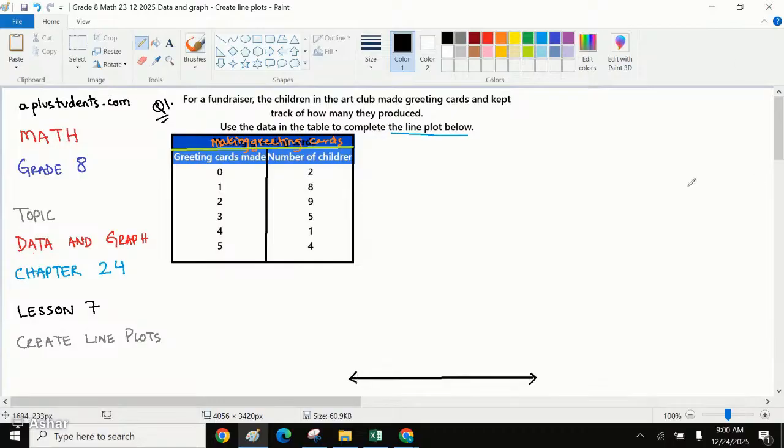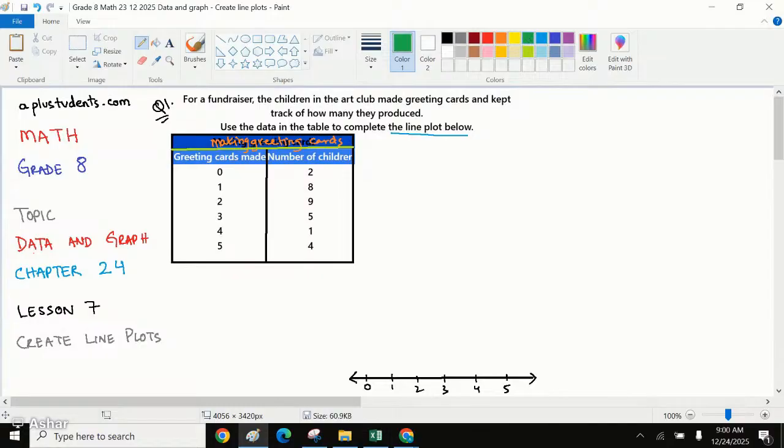We can have 0 greeting cards. We can have 1 greeting card made by 8 children. 9 children made 2 greeting cards, 5 children made 3 greeting cards, 1 child made 4 greeting cards, and 4 children made 5 greeting cards. So on the x-axis we take the first column. We write 0, 1, 2, 3, 4, and 5 over here, because this is the maximum range that we can use. There were a maximum of 5 cards made.